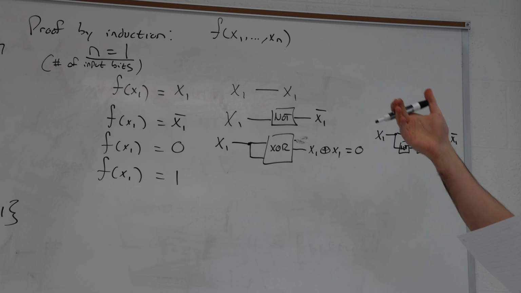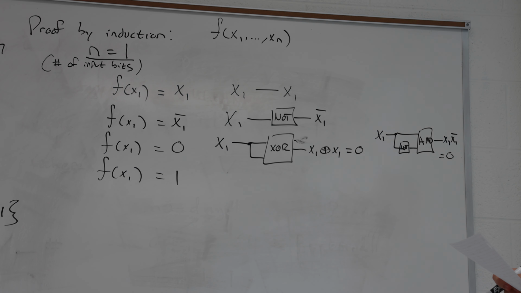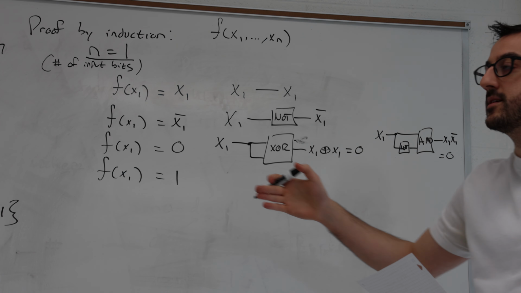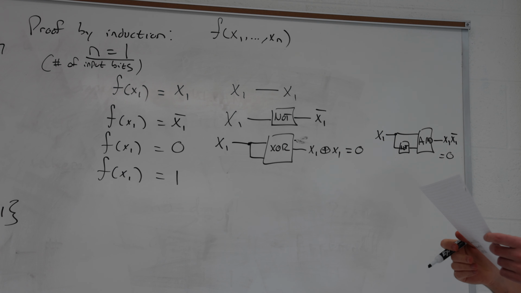And there's many of them. You could come up with others. You could also just introduce an ancilla in the 0 state and then do an AND gate. That would work as well.